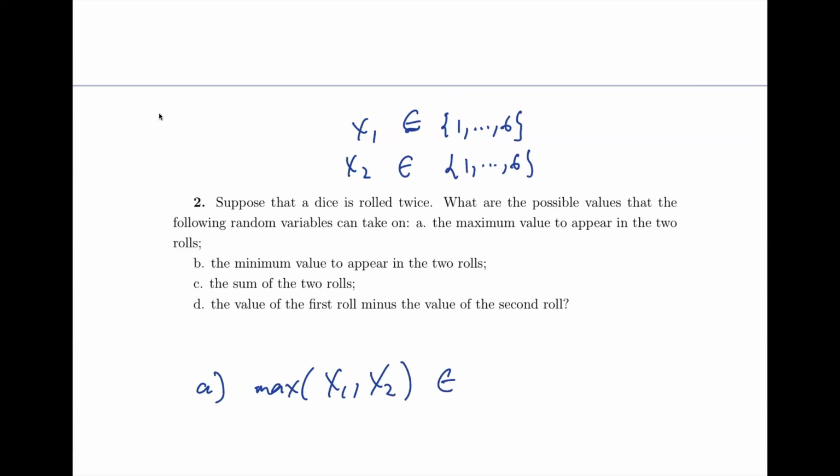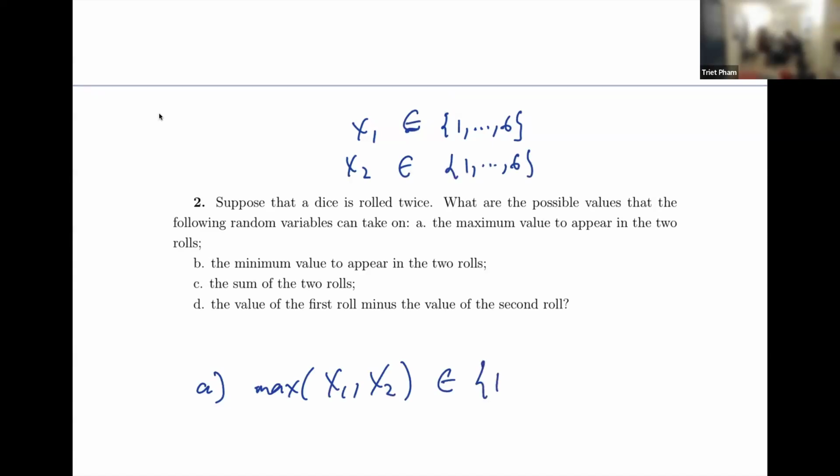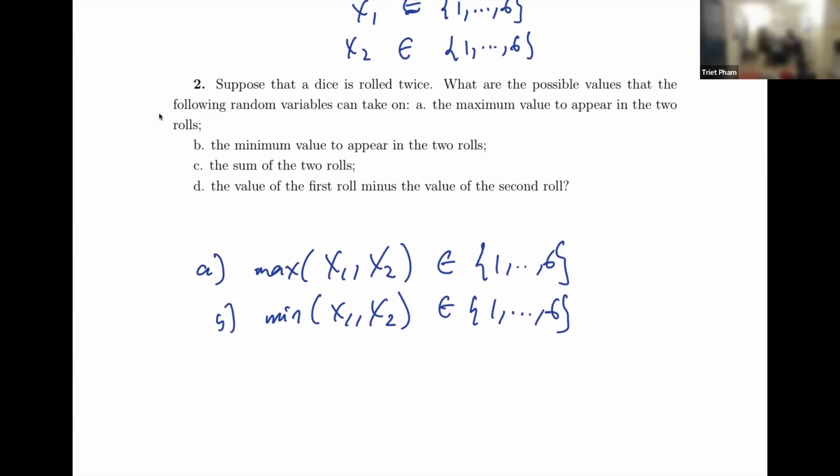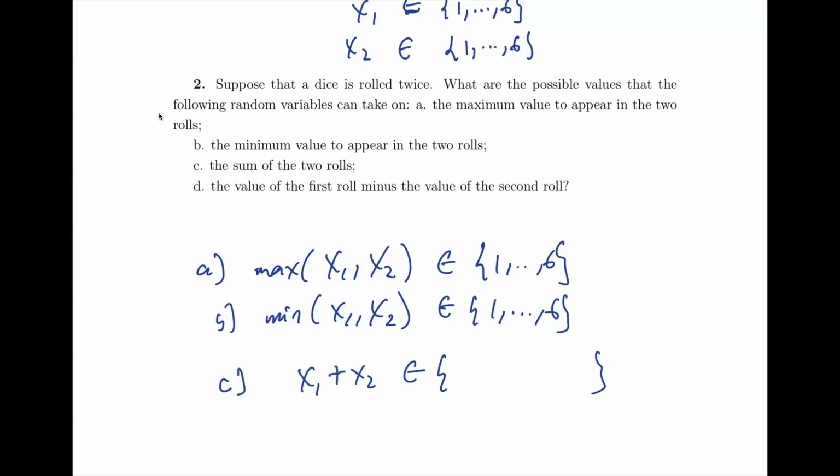Just 1 to 6. Nothing crazy there. Except that you might want to think, for the extreme case, how that can happen. Clearly 6 can happen if one of them is 6. 1 can happen if both of them are 1s. The min, well, it's also 1 to 6. Agree? The sum will be from where to where? 2 to 12. All right, good.